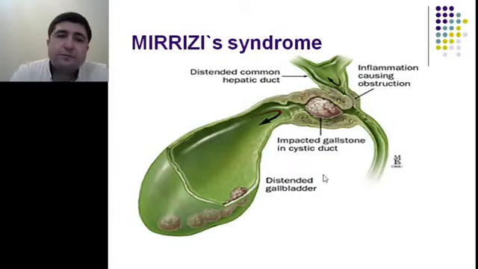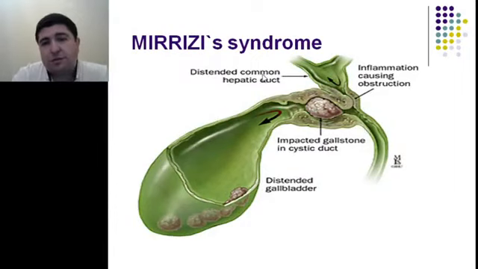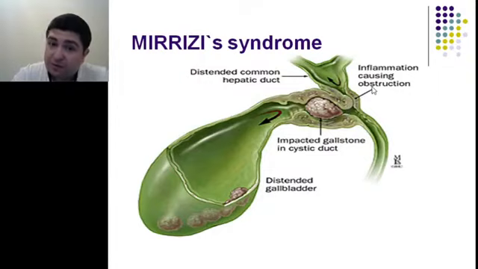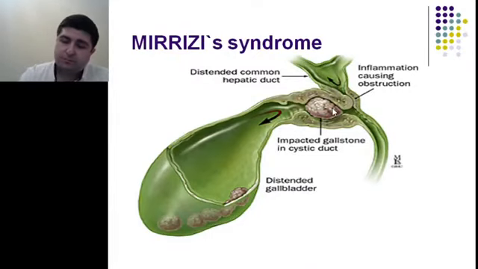And here on this picture you can also see Mirizzi syndrome, when a stone is fixated in the neck of the gallbladder. Here you can see the common hepatic duct, inflammation causing obstruction, impacted gallstone in the cystic duct, and the gallbladder. So inflammation causing obstruction is called Mirizzi syndrome.